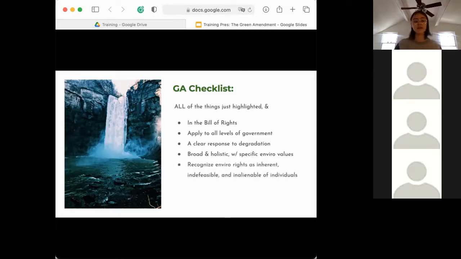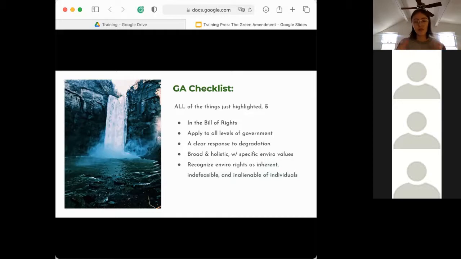And then it needs to recognize environmental rights as inherent, indefeasible, and inalienable rights of individuals. For one, this is the same language that we use for our other basic human rights, liberty, freedom of speech, etc. So we need to use the same type of language in order for them to be truly equivalent and to put them on the same level.